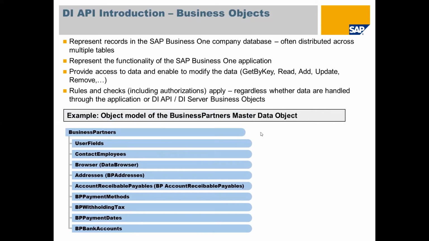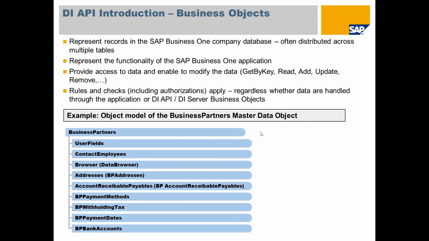So the first object is the business object. Business objects represent records in a SAP Business One database. This is often distributed across multiple tables. It is not only saved in one table or two tables, but it can range from 10 tables and up. So it also represents the functionality of the SAP Business One application.